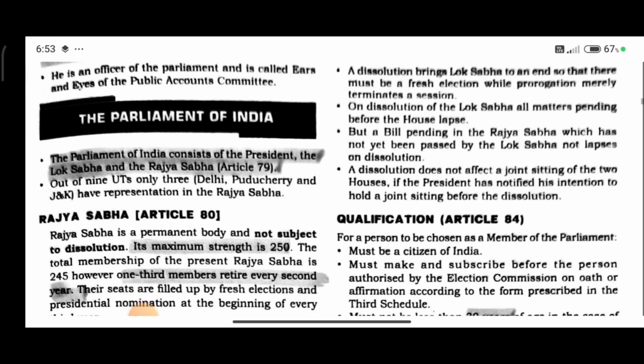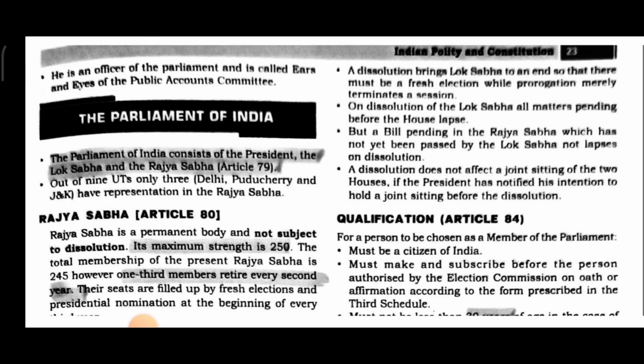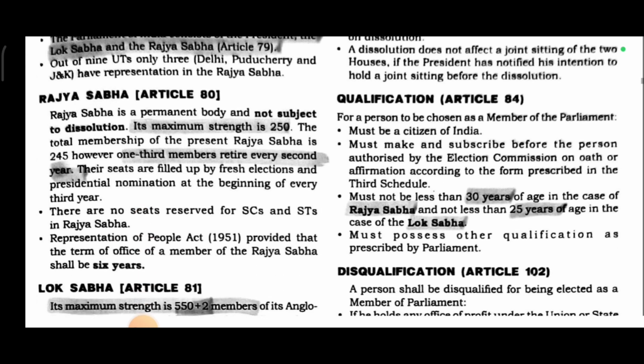A dissolution brings Lok Sabha to an end so that there must be fresh elections, while prorogation merely terminates a session. On dissolution of the Lok Sabha, all matters pending before the House lapse. But a bill pending in the Rajya Sabha, which has not yet been passed by the Lok Sabha, does not lapse on dissolution. A dissolution does not affect a joint sitting of the two houses if the President has notified his intention to hold a joint sitting before the dissolution.